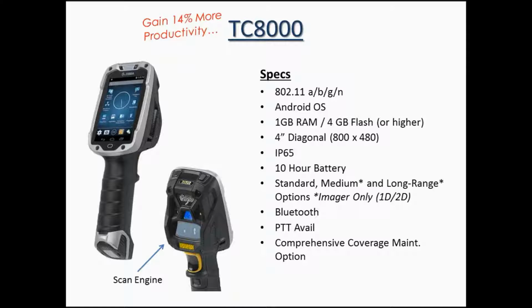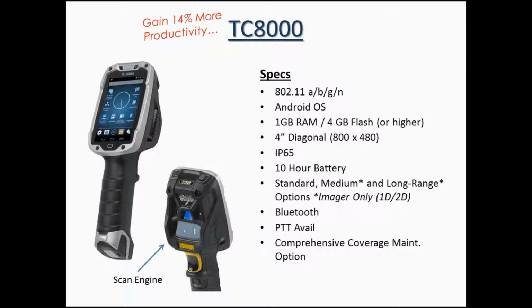So this unit's been out, gosh, at least a year, if not two by now, I think, and they do have 3 scan engine options here. We can do standard range, a medium range, and a long range. The long range is very new. And so that does allow you to have that option should you need to scan those location labels farther away.